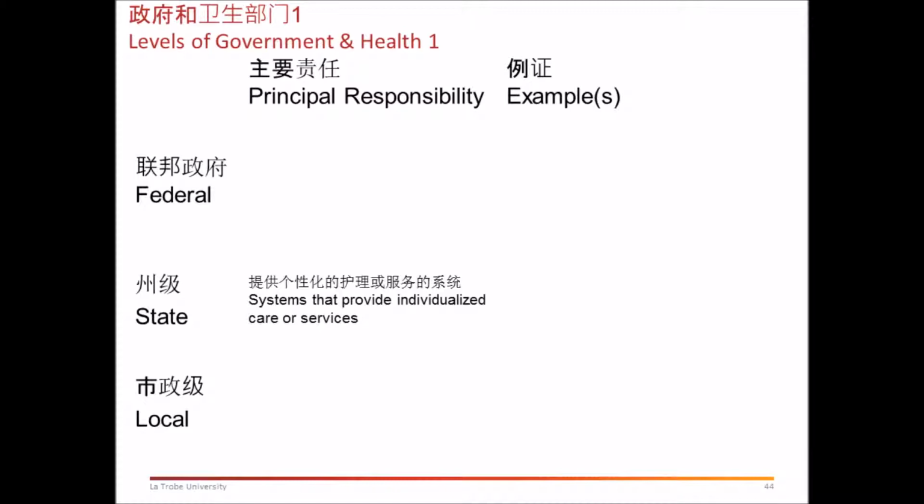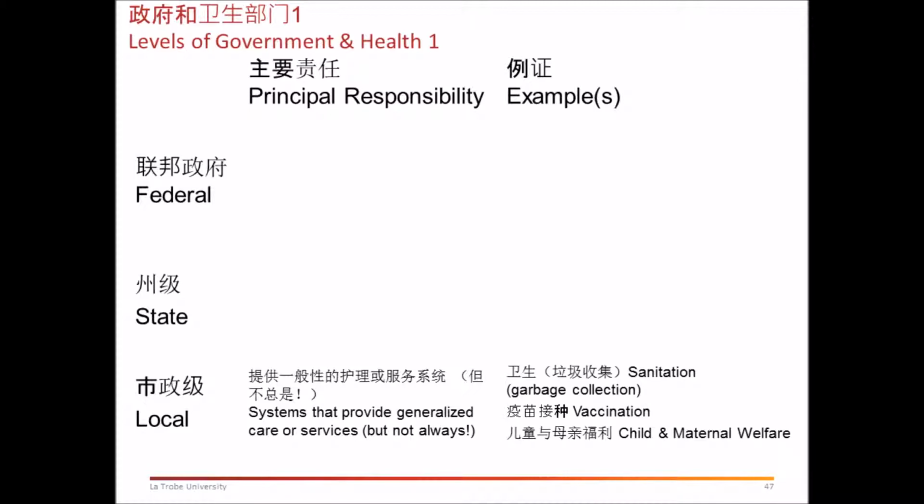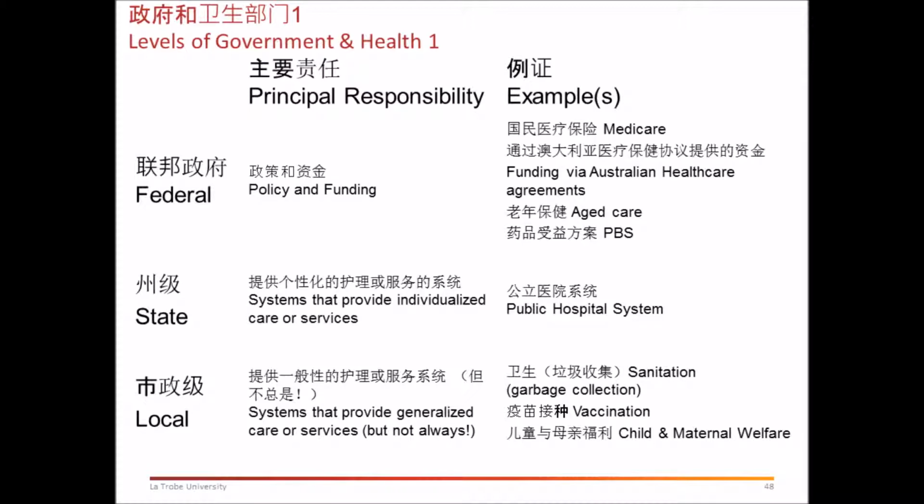Conversely, state government provides systems that provide individualised care or services, and a good example of this is the public hospital system. And there is also the local government, which also has a role in the provision of healthcare, and they tend to provide systems that provide generalised care or services, but not always. The most common one that springs to mind is sanitation, such as garbage collection. This is a particularly important contribution to healthcare, because if our garbage was to pile up, we'd have significant problems with health. But local government's also involved with vaccination programs and funding for child and maternal welfare services.